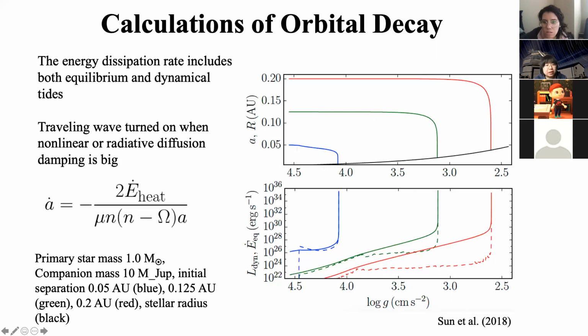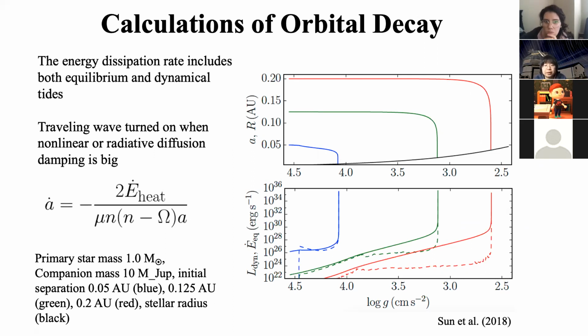A system with a close orbit shrinks at an early stage, and if we have a companion with a wider orbit, it can have a longer life and then be engulfed by the star during the RGB phase. The bottom figure gives the tidal dissipation rate contributed by the equilibrium tide in solid lines and the dynamical tide dissipation in dashed lines.